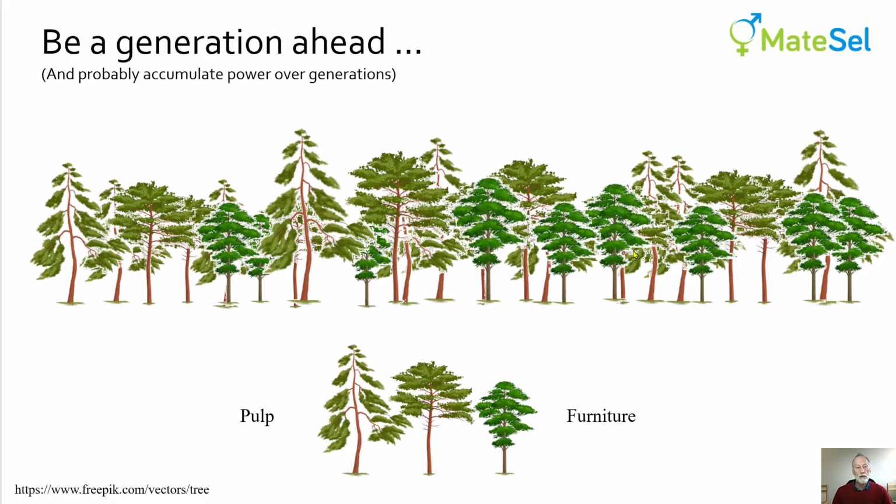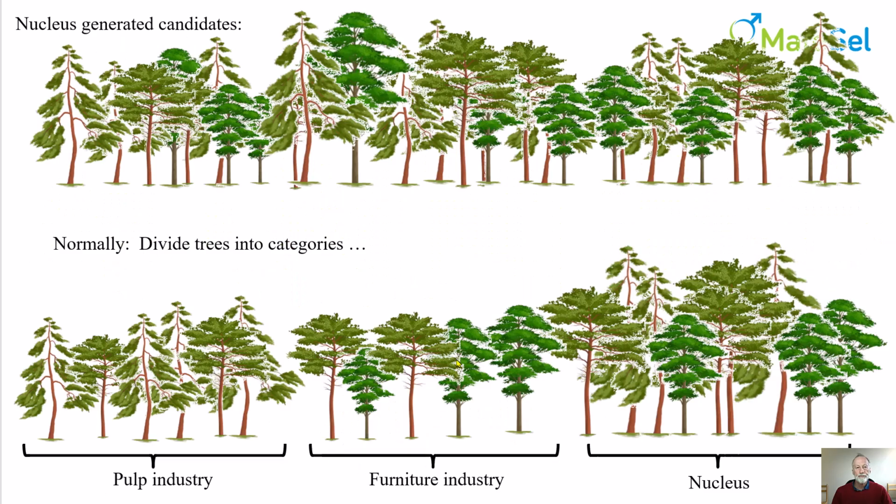And to illustrate that, I'll use an example from trees. And the different types of trees here are furniture orientated with straight trunks, fast-growing pulp types, and an intermediate type. So we look in the top row here, we've got nucleus-generated candidates. They've come out of the nucleus breeding program, and we want to divide them into 3 categories, that being those that are going to be selected back into the nucleus, typically because they're better genetically, although that might also be because of their attributes to do with genetic diversity.